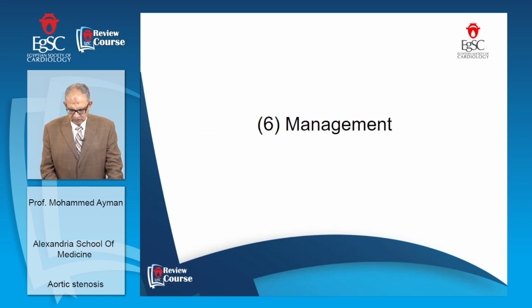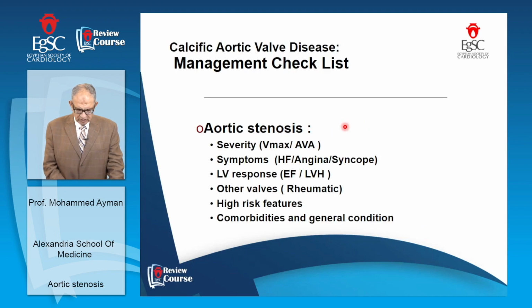Going to the management of patients with aortic valve stenosis. We are going to check for the severity by the echo, looking for the maximal velocity and aortic valve area. And we are going to ask the patient about the symptoms of heart failure, angina, and syncope. And on the echo, we are going to check for the LV response, how far the ejection fraction is doing, and whether there is any left ventricular hypertrophy or not.